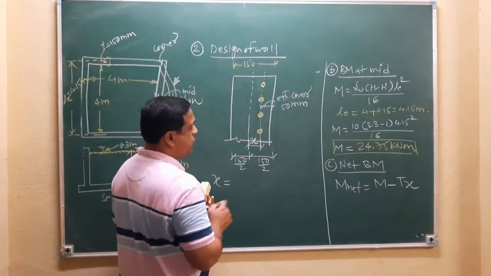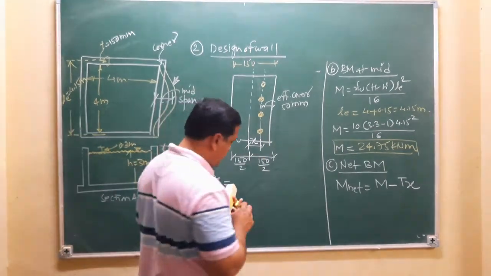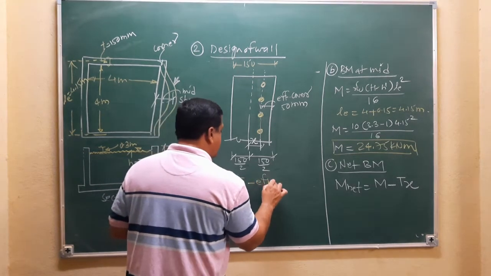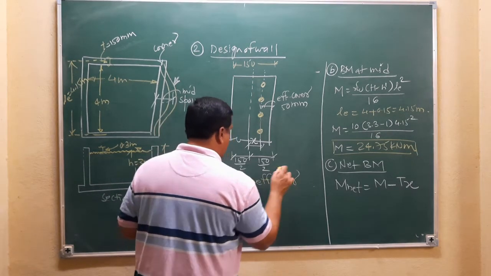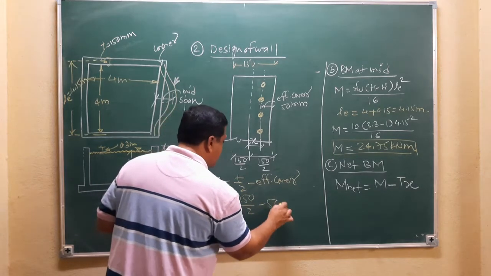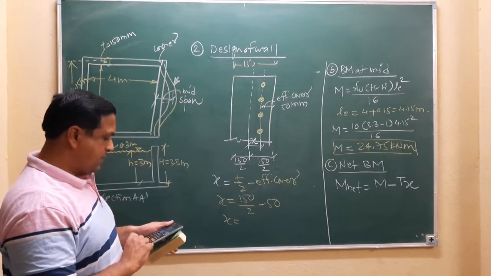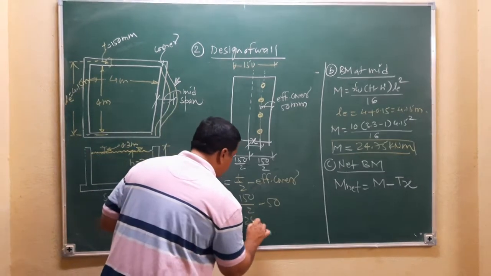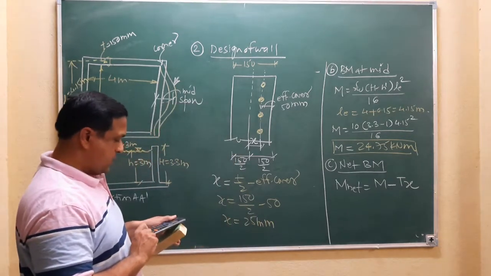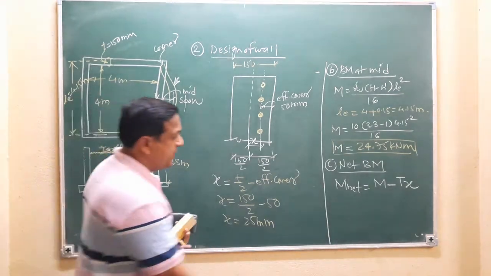X is equal to 75 minus your effective cover, that is T by 2 minus effective cover. So X is equal to 150 by 2 minus 50, which is 75 minus 50, it is 25 mm. Now you have to put this X in this formula.